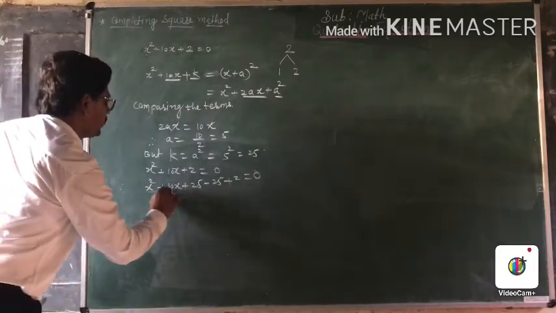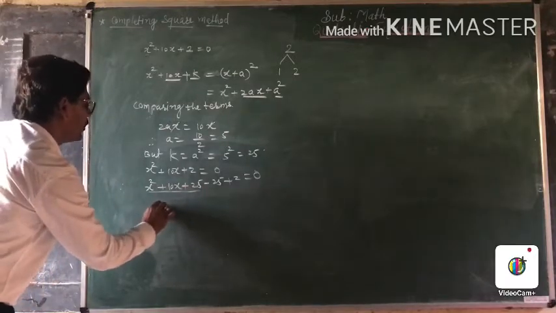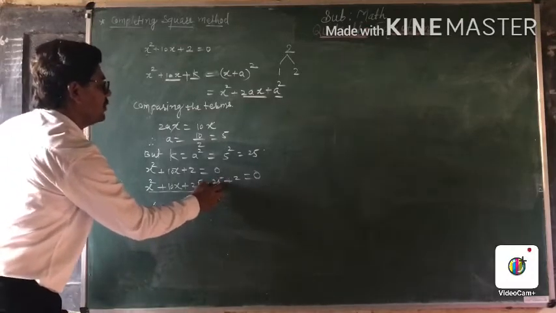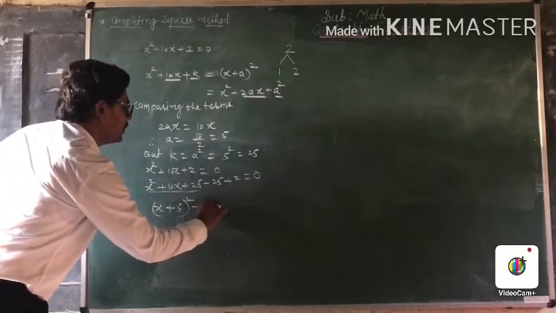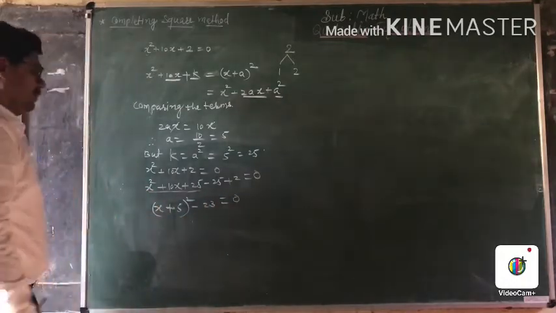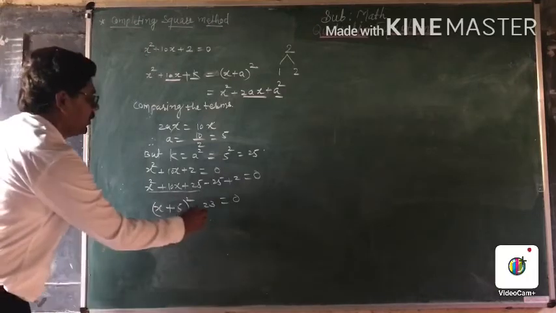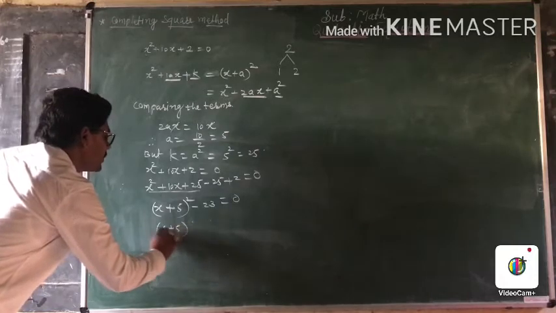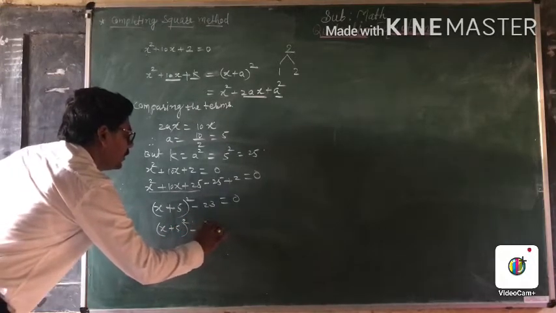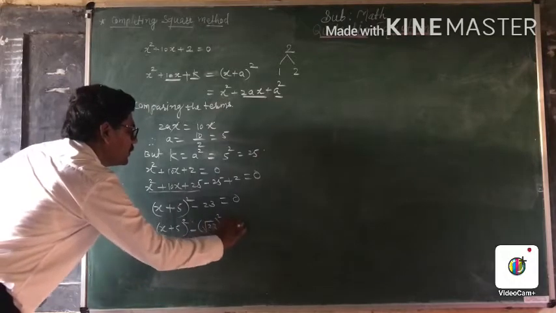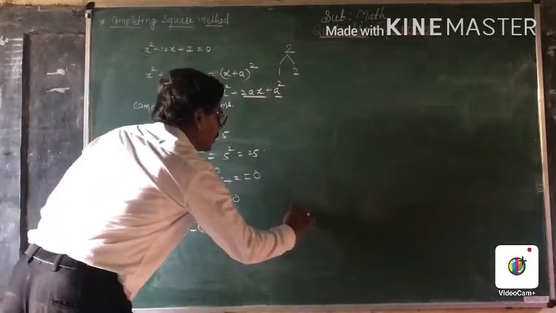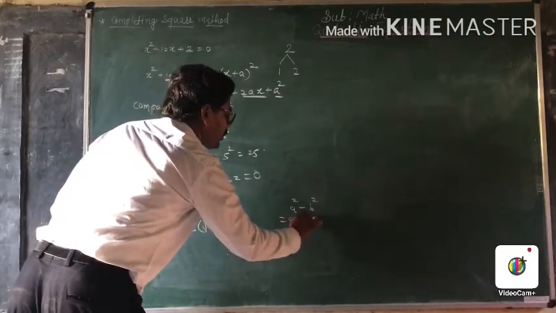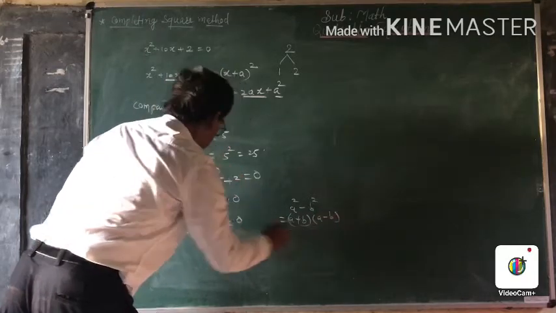Therefore, this is a complete square, the complete square of x plus 5. (x plus 5) whole square, and minus 25 plus 2 is equal to minus 23, is equal to 0. Now, you know this is the square of root 23. So (x plus 5) whole square minus (root 23) square is equal to 0. And you know the formula a square minus b square is equal to, in the first bracket a plus b, into, in the second bracket a minus b.